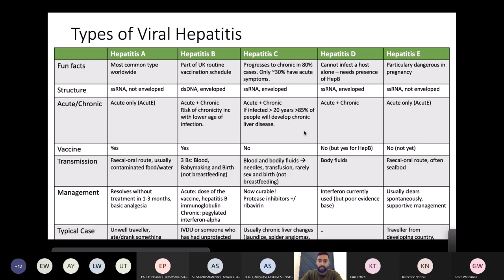In regards to hepatitis C, if they're infected and it's untreated, and I think it's more than 20 years, there's almost an 85% chance they will develop a chronic liver disease. Remember, a lot of people can be asymptomatic for many years until it develops chronic features. So a lot of people can go on to develop chronic changes in the liver, but it's predominantly hepatitis C. You can think it's chronic if you need to. That's the one you really want to worry about.